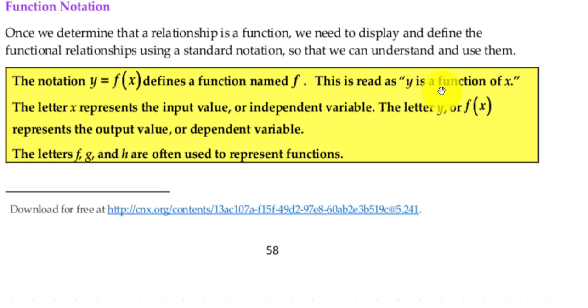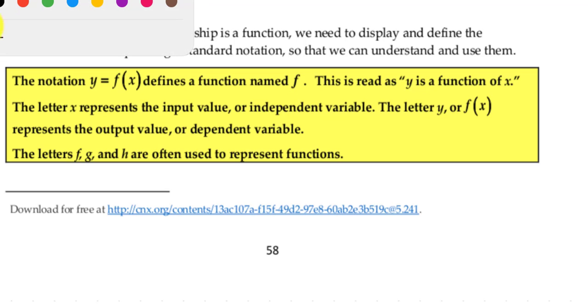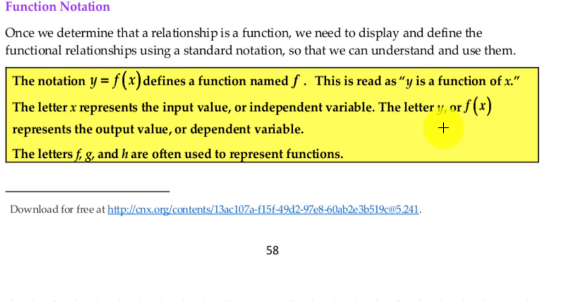This is read as y is a function of x, and the letter x represents the input or the independent variable. This is important to kind of memorize here, that the x is the input, and it's also called the independent variable, whereas the letter y represents the output or the dependent variable, okay? Just try to remember this. This is a mouthful. So again, maybe you want to turn off the computer or the video for a minute and just think about what's in this yellow box, okay?